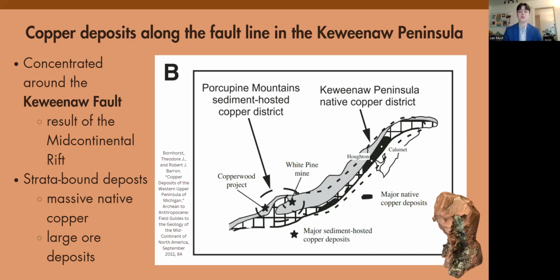And this figure illustrates where copper is commonly found in the Keweenaw Fault and the type of copper. As we can see by Houghton and Calumet, we see native copper. And down by Copperwood and White Pine Mine, which is in the Porcupine Mountain region, we see the sediment-hosted copper deposits, and they'll be mining ore more commonly.